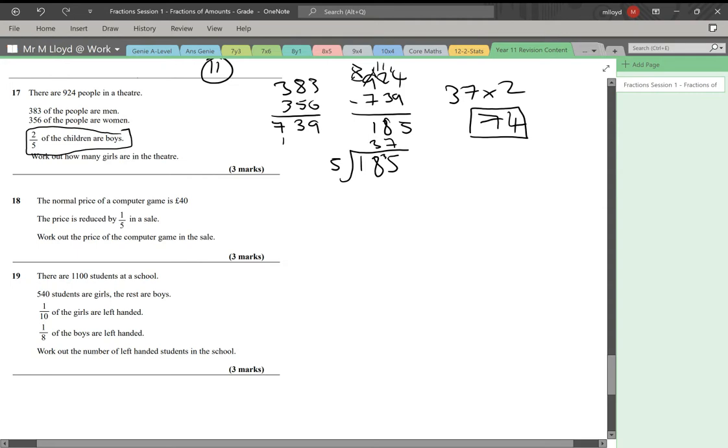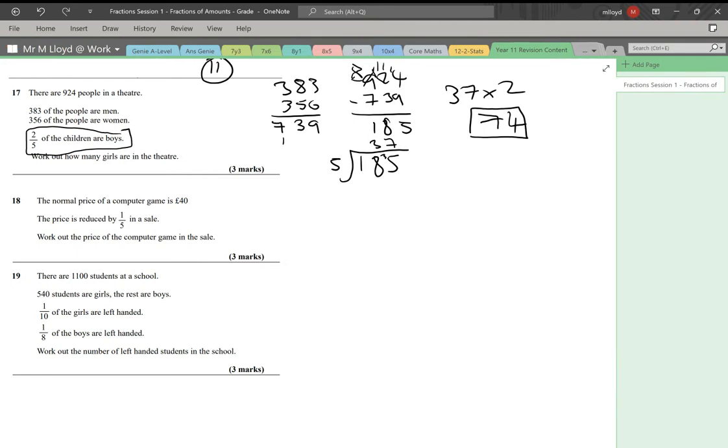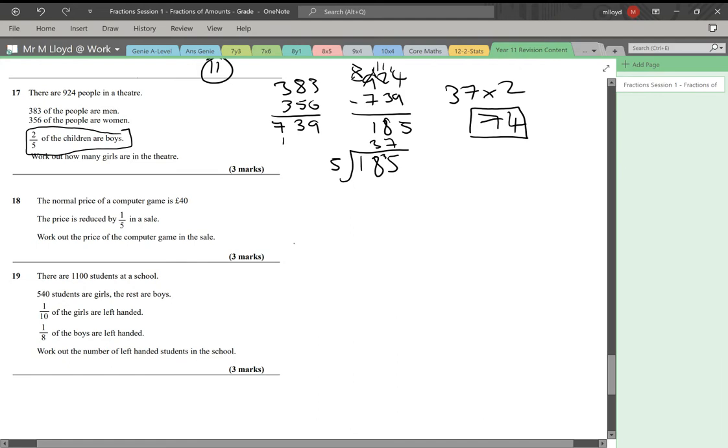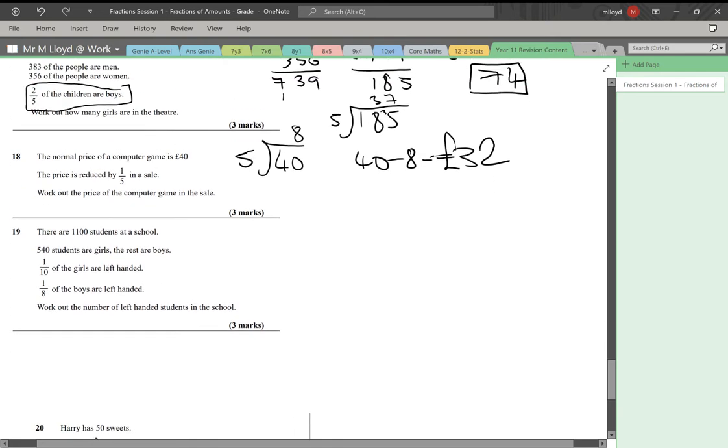Okay, question 18. The normal price of a computer game is £40. The price is reduced by 1/5 in a sale. Work out the price of the game. So 40 divided by 5 is 8. 40 take away that 8 gives us £32. Nice and quick. Okay, just check I've done it right. I'm happy with that.